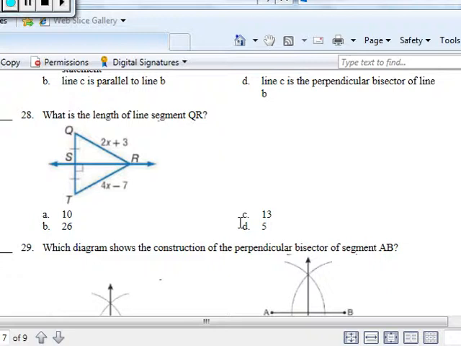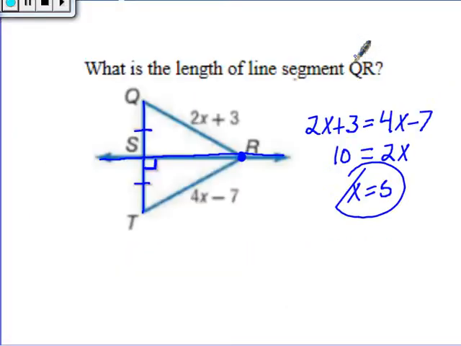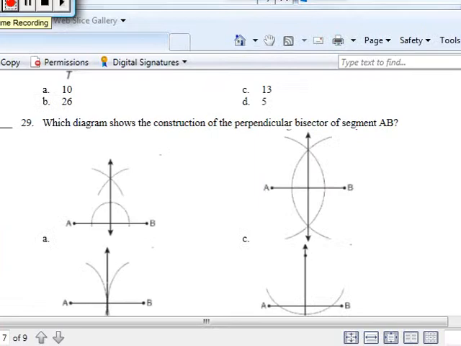5, that's wrong. Make sure you plug it in because it's not asking for x. It says what is the length of segment QR. QR is 2 times 5 plus 3, which is 13. Go ahead and plug it in here to check it: 20 minus 7, also 13. So the length of QR would be 13 units.